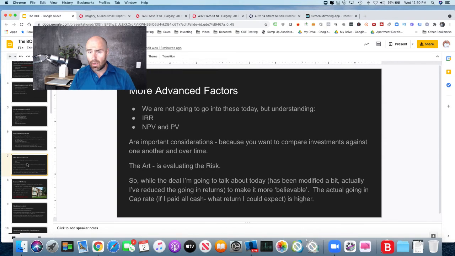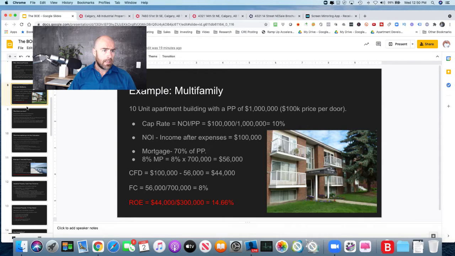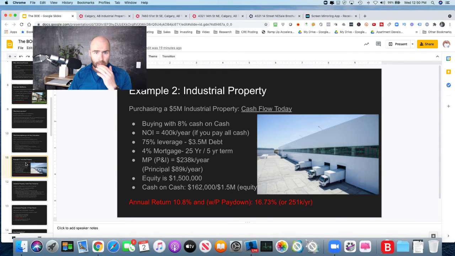There's lots of calculators online, but we're going to keep it a little more high level, because for the BOE, I would never start with a net present value. I'm going to start with what's my cash on cash today, once it's levered and unlevered. Okay, we're not going to do that one. We're going to do this industrial building.